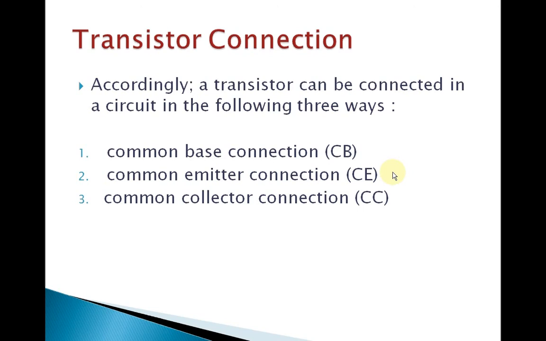So according to this, the input is fed between this common terminal and one of the other 2 terminals. For example, considering the base common, emitter and collector will be input and output. Considering the emitter, when the emitter is common, the base will be input and the collector will be output. So in this way, a transistor can be connected in a circuit in three ways: common base connection, which is called CB connection, common emitter connection, CE connection, and common collector connection, CC. So the next lecture will be on common base connection.